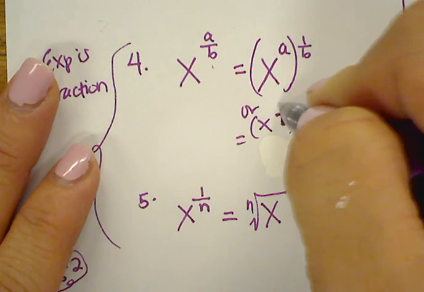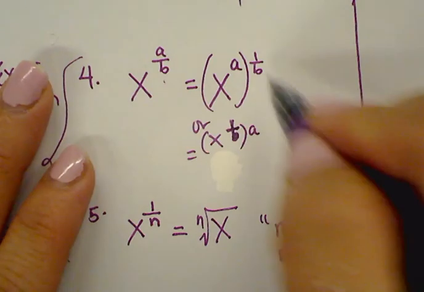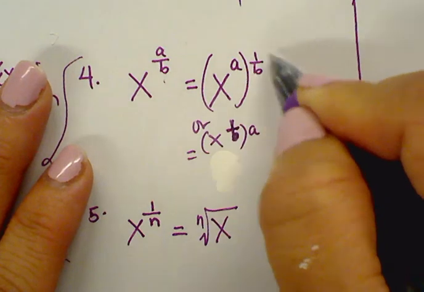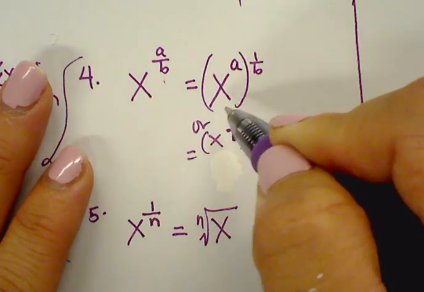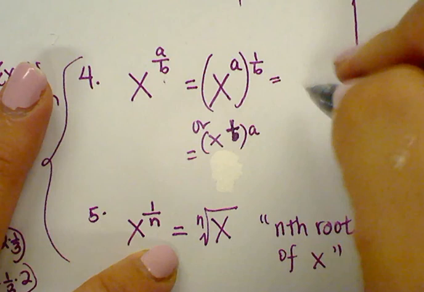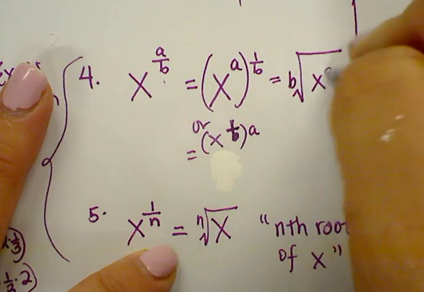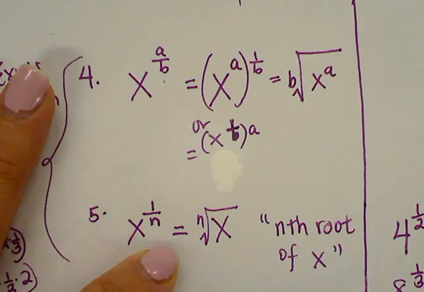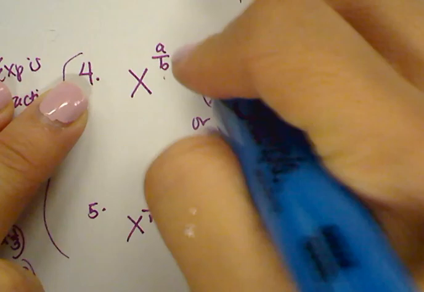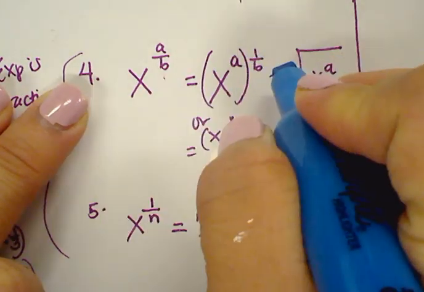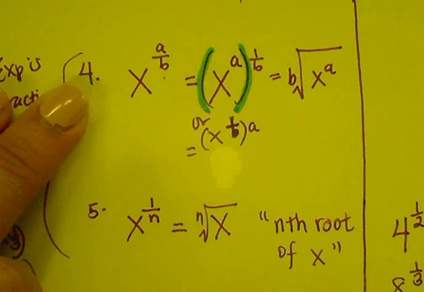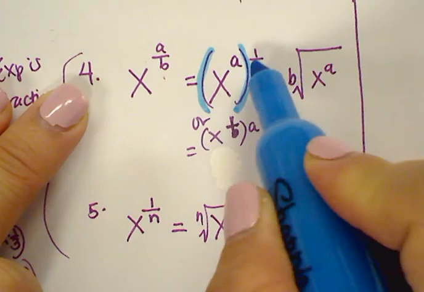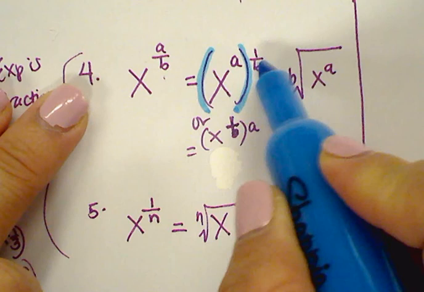So if we do that, what does 1 over b mean? The bth root, right? You remember that from down here? So that means the bth root of x to the a. Does that make sense? Do you agree that a over b is the same thing as a times 1 over b? And I'm allowed to just split up those exponents like that, because when you see this, you're supposed to multiply the exponents, and a times 1 over b is a over b.